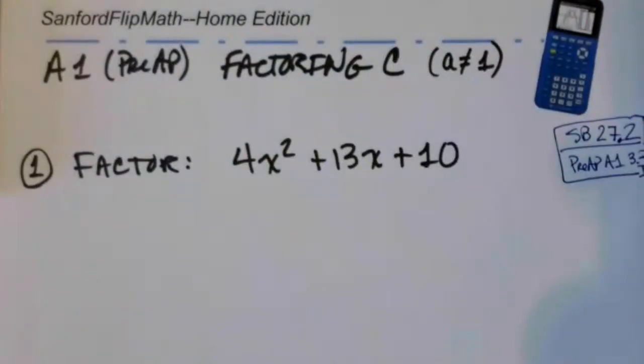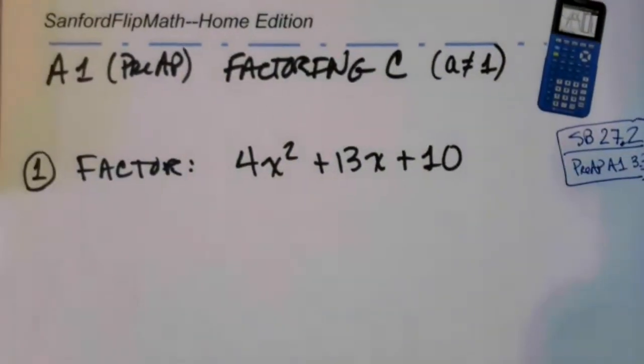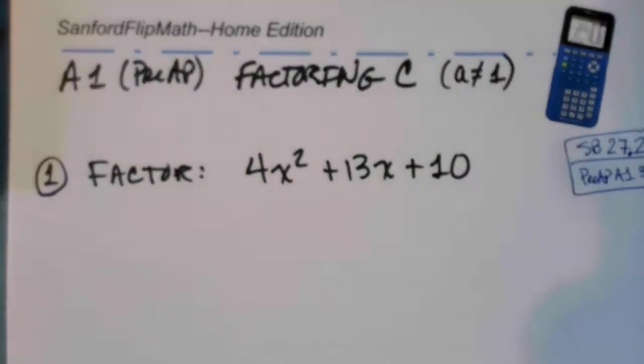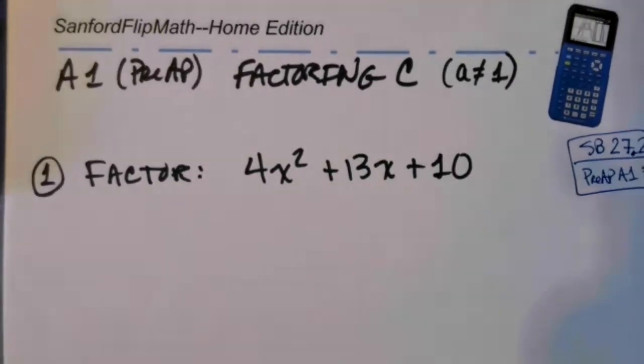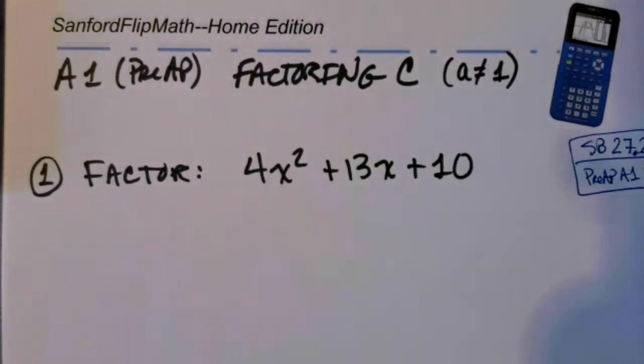This is the home edition. I don't appear on camera for many of the Sanford Flip Math videos, but here we are. We're going to do some factoring. This is Algebra 1, and we are deep in the throes of factoring. We factored out greatest common factors. We have factored special forms, difference of two squares, perfect square trinomials, etc. We've been factoring just basic trinomials into two binomials.